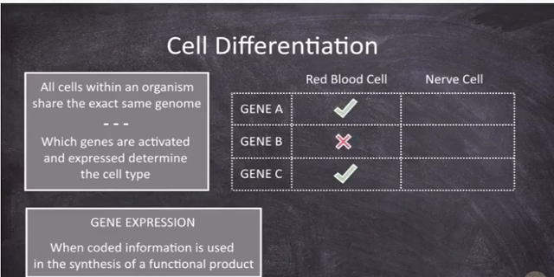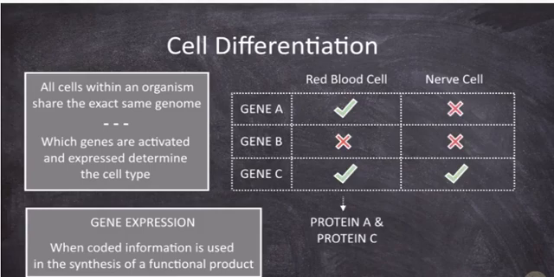The nerve cell also has all three genes, but only gene C is activated. Genes A and B are not activated. For the red blood cell, gene A and gene C encode for the proteins A and C. These proteins affect the structure and function of the cell, which creates the red blood cell. For the nerve cell, gene C encodes for protein C. This protein affects the structure and function of the cell, creating the nerve cell.